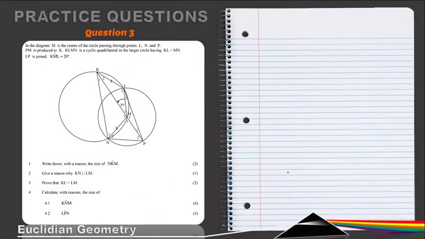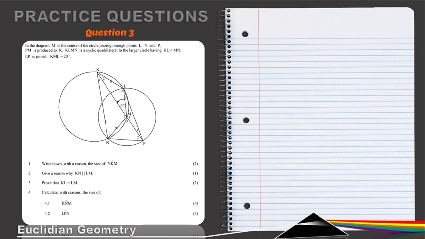Now for question 3. In the diagram, M is the center of the circle passing through the points L, N, and P. PM is produced to K, and then KLMN is a cyclic quadrilateral in the larger circle having KL equals to MN. LP is joined, so KML is 20. So this is 20.